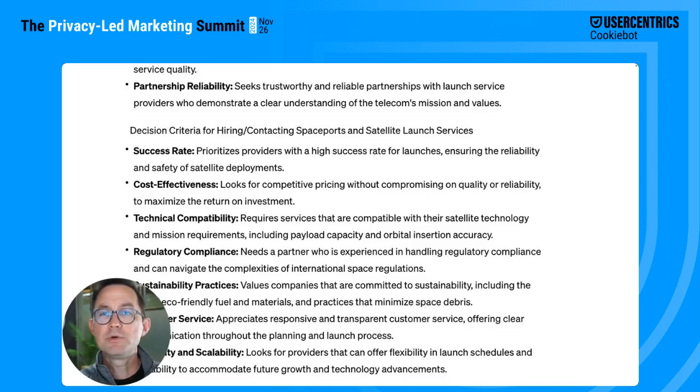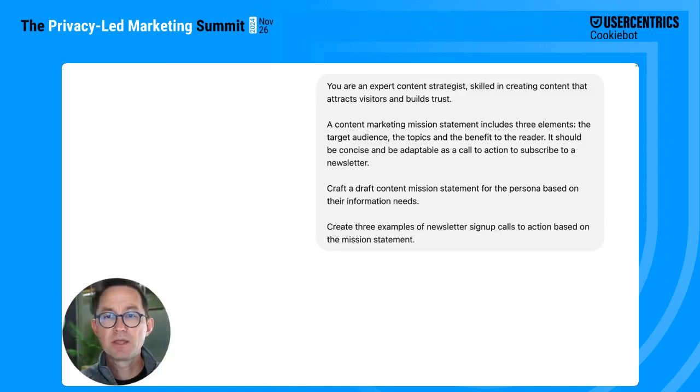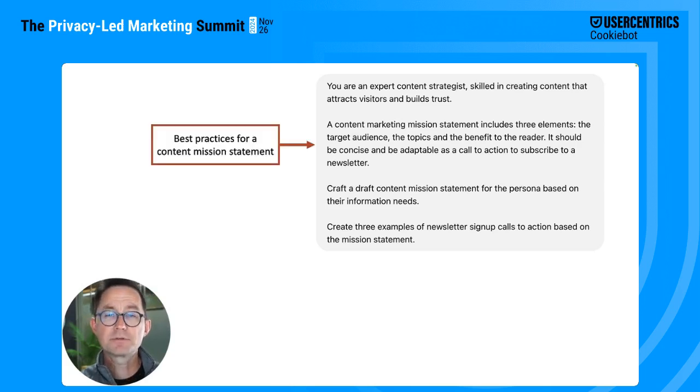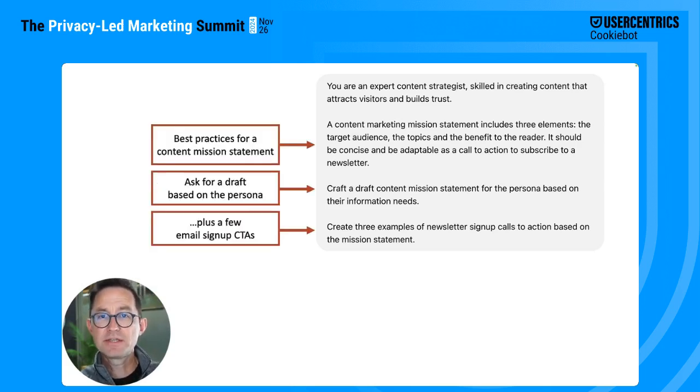So then what you can do is talk to the AI about your target audience and have it suggest a content strategy. You're an expert content strategist. You're skilled in creating content that attracts visitors and builds trust. A content marketing mission statement includes 3 elements: target audience, topics, and benefit to the reader, right? Sound familiar? It should be concise and it should be adaptable as a call to action. Write 3 examples, give me calls to action. These are the elements, right?